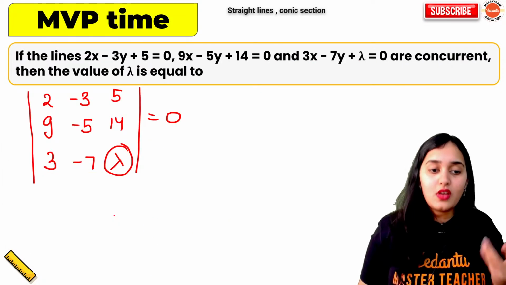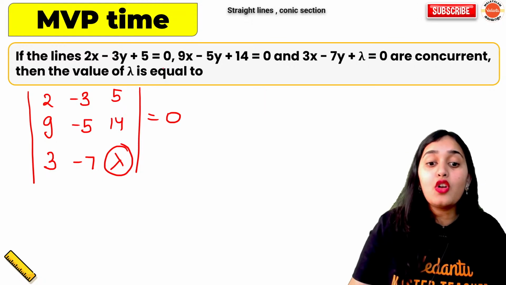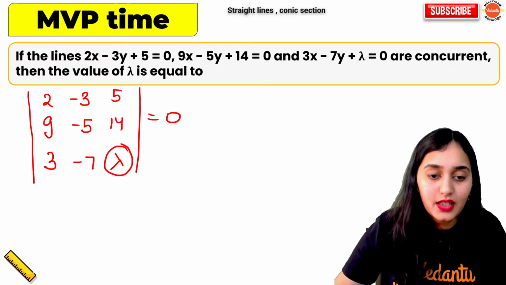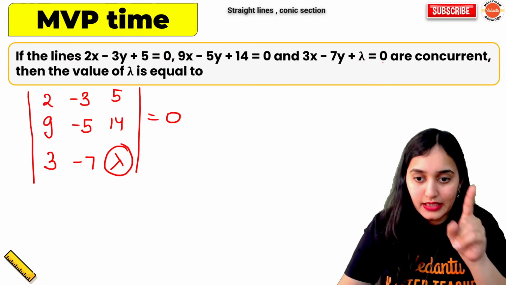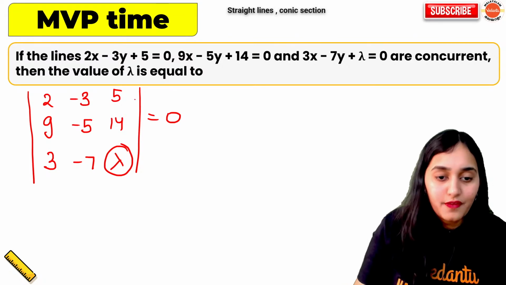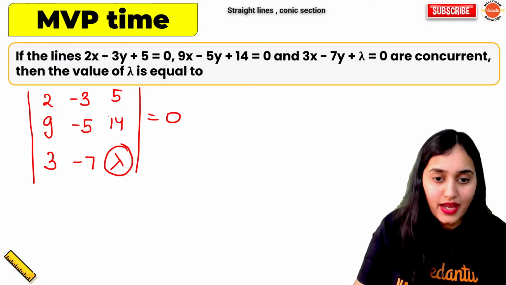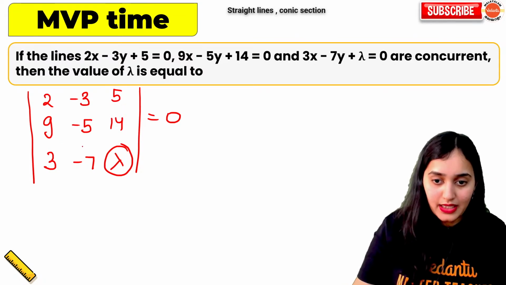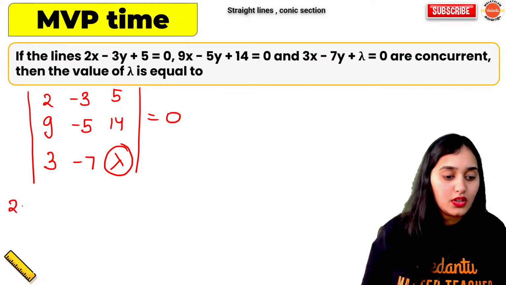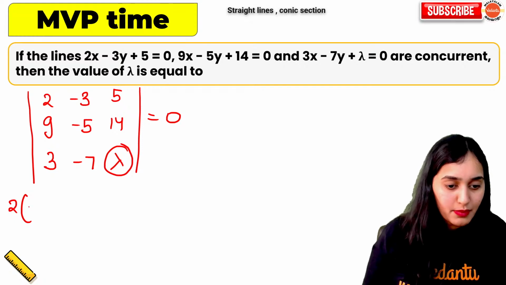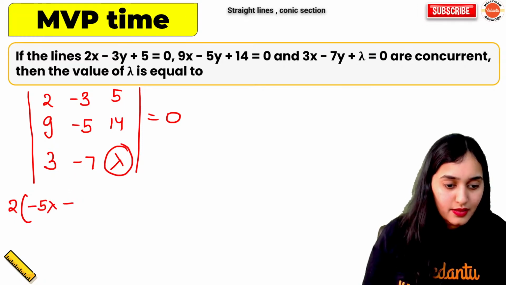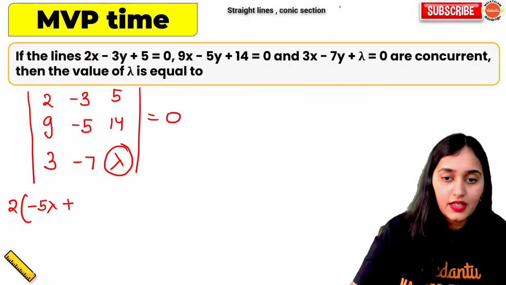Okay, let's solve it. So first of all, you should always check whether it is in standard form or not. A1, B1, C1, A2, B2, C2, A3, B3, C3. Okay, it is in standard form. So 2, minus 3, 5; 9, minus 5, 14; 3, minus 7, lambda. Fine. Let's solve it.